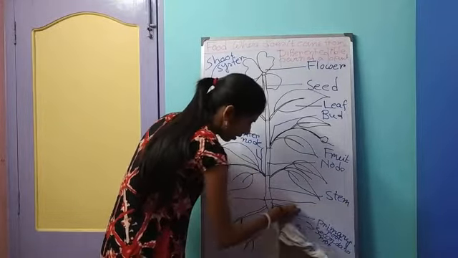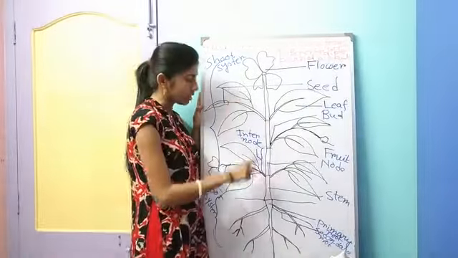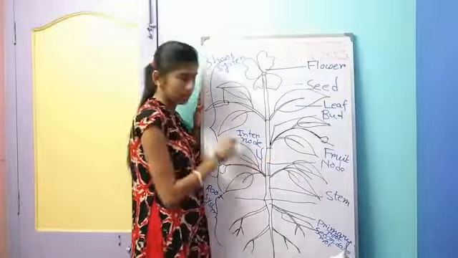And now we will go for the shoot system. In the shoot system we can find flower, seed, leaf, bud, fruit, node, internode, stem. So I think you know all the terms except node and internode. Okay. So now you have to know what is node. Node is that part from where branches arise. That means from nodes a new branch will arise. Look. There is a branch. This is a node and from that node portion a branch has arisen.